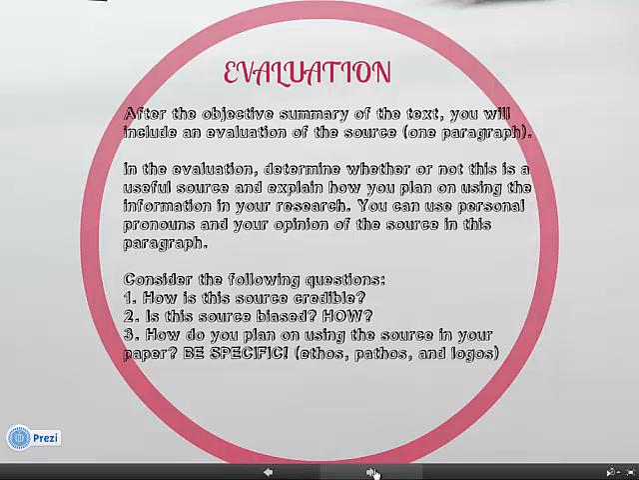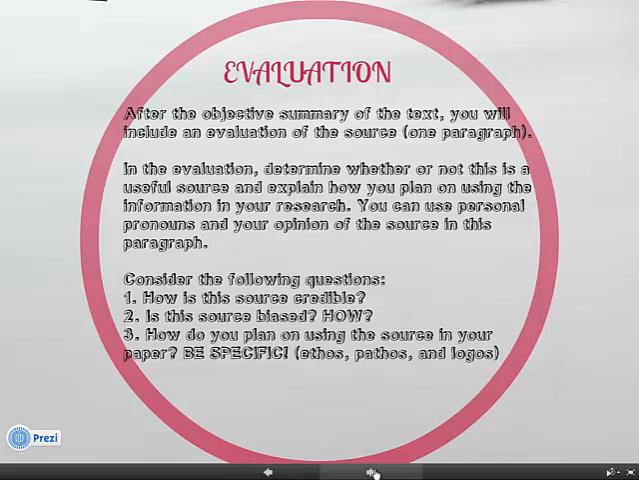So if you decided to use this source, hopefully you think that the source is credible. So the first question that you really want to ask yourself is, how is it credible? Is it from a database? Is it from a well-known, reputable company or author? Do they cite their sources within the text? So how is it credible?